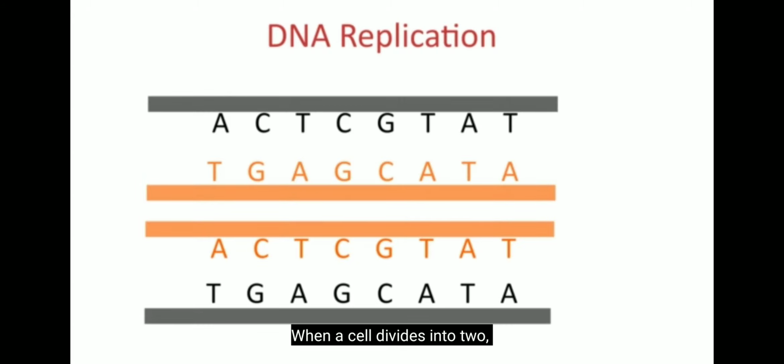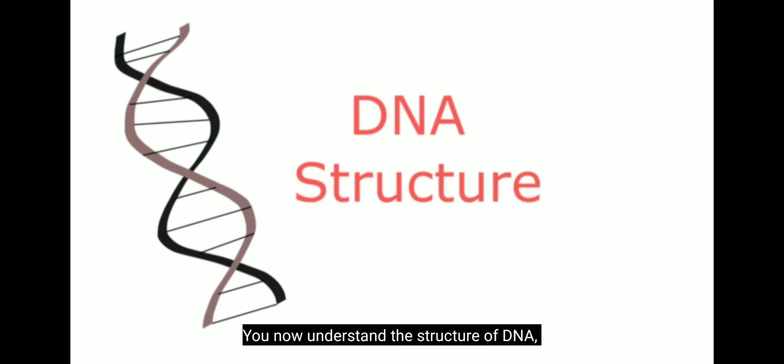When a cell divides into 2, each of the 2 new cells receives 1 copy. You now understand the structure of DNA and how DNA replication works. In the next video, we will learn how this structure allows DNA to store information.